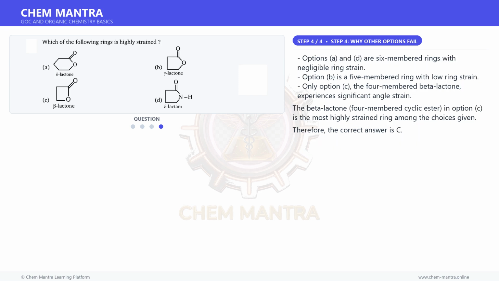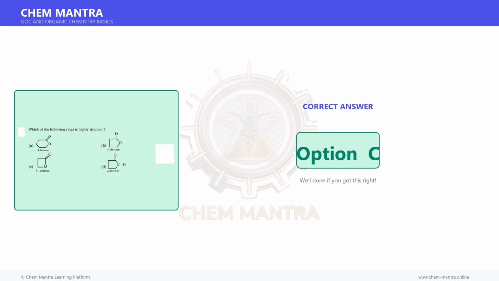And for the final step, options A and D are 6-membered rings with negligible ring strain. Option B is a 5-membered ring with low ring strain. Only option C, the 4-membered beta-lactone, experiences significant angle strain. The beta-lactone, 4-membered cyclic ester, in option C, is the most highly strained ring among the choices given. Therefore, the correct answer is option C.